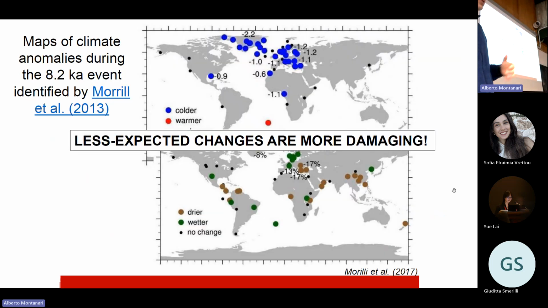But let's look at more examples, okay? So this is, for instance, a map of climate anomalies during the 8,000 years ago event. And this is the upper figure, temperature, and the lower figure identifies the impact in terms of rainfall, because it is also very important that we try to answer the question, what happens to the precipitation regime in general when there are changes in temperature? It's an important scientific question.